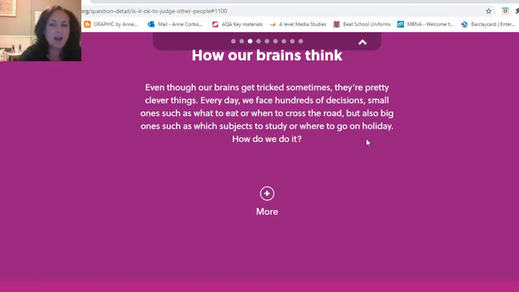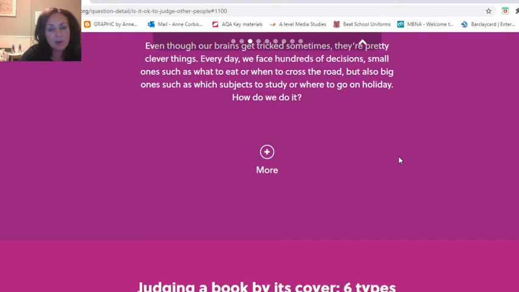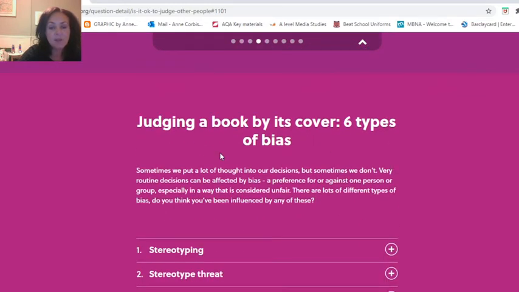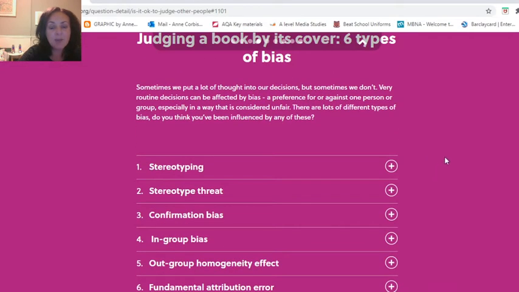Every day we face hundreds of decisions. Small ones like what to eat or when to cross the road, but also big ones like what subjects to study, where to go on holiday, how do we do it. There is more information there. And then we've got this, judging a book by its cover, 6 types of bias. Sometimes we put a lot of thought into our decisions, but sometimes we don't. Very routine decisions can be affected by bias, which is a preference either for or against a person or a group, especially in a way that's unfair.